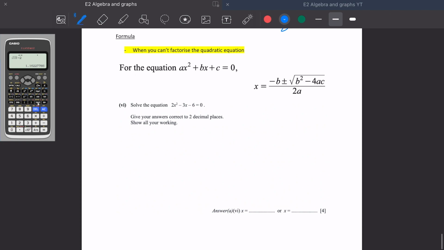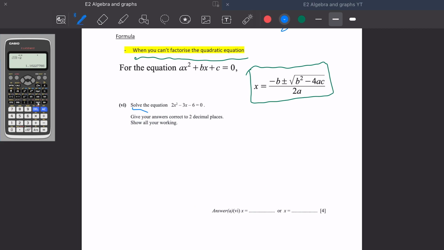So when do you use the formula? When you can't factorize the quadratic equation. So here's the quadratic formula. x is equal to minus b plus or minus root of b square minus 4ac over 2a. In the board exam, you won't get the quadratic formula, so you have to memorize it. This is just for reference.